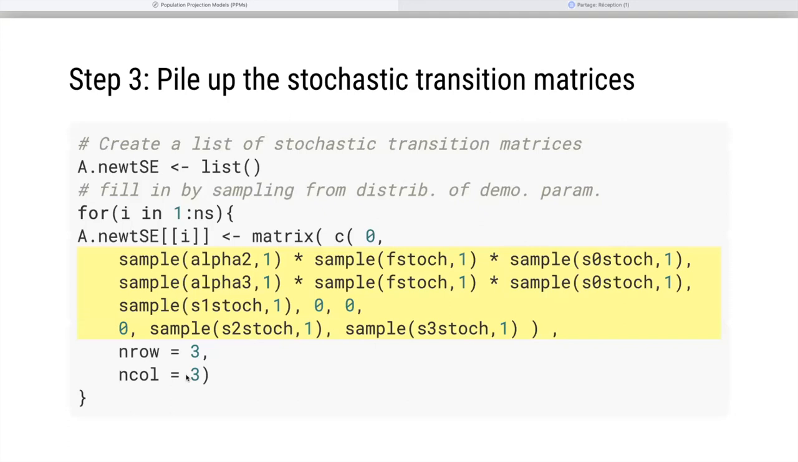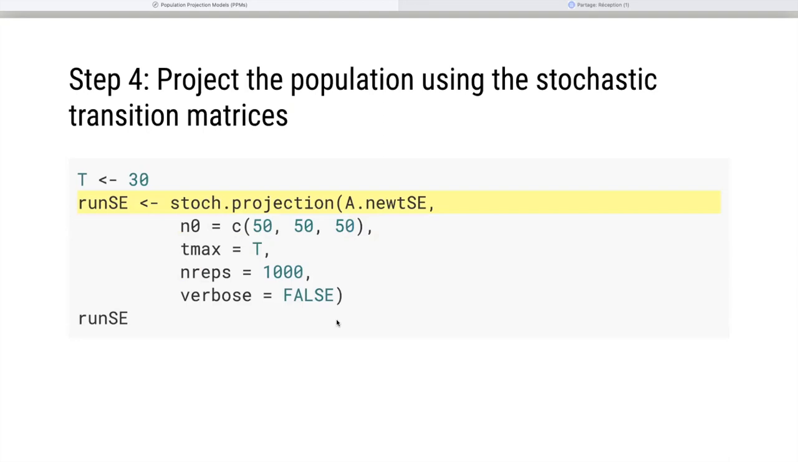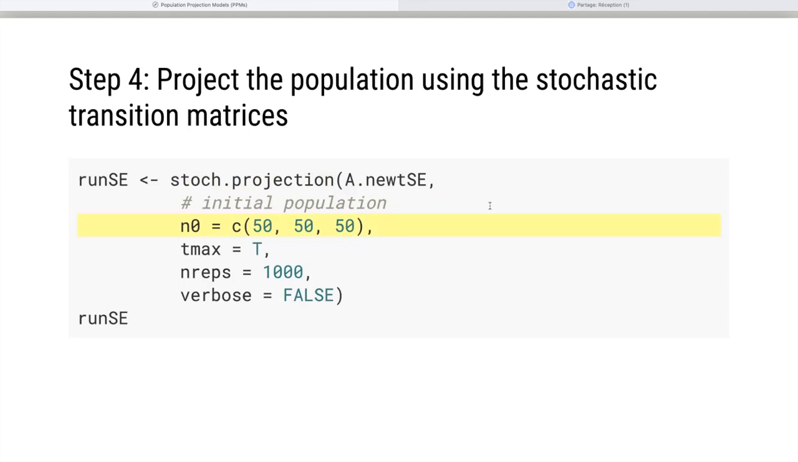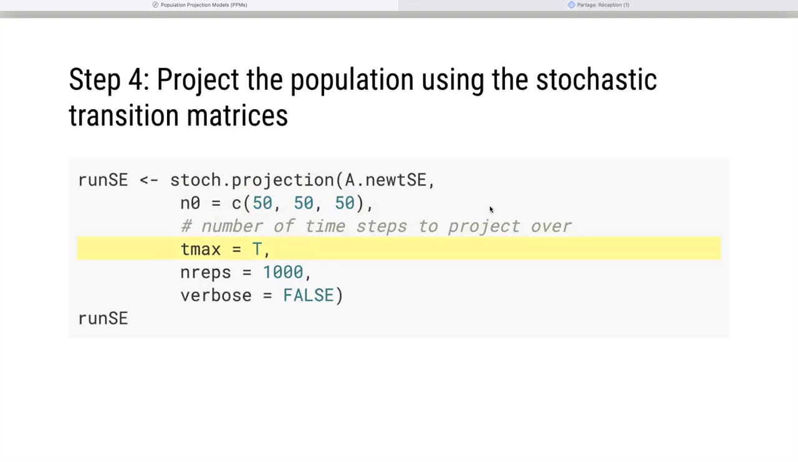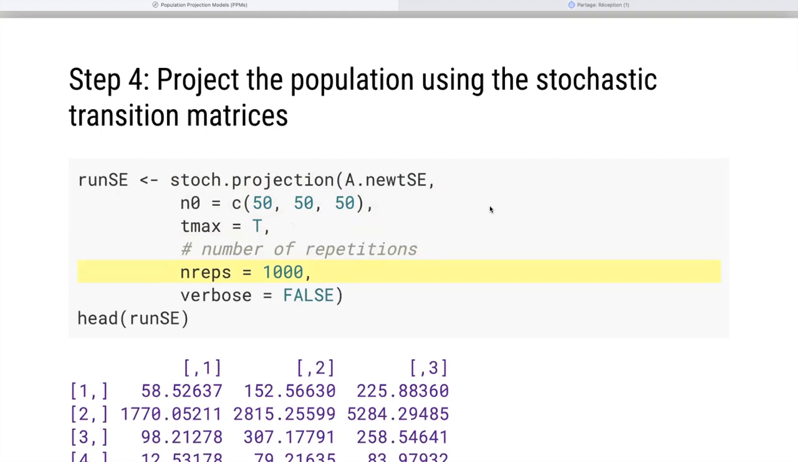So each year, when we project the population, we sample the value of each demographic parameter from this distribution, and we run the projections using this sequence of stochastic transition matrices. We set, like usual, an initial population, the number of time steps to project over, and the number of replicates. It's good if it's at least 1,000 in our case, because environmental variance is quite important, so there's probably a lot of uncertainty.